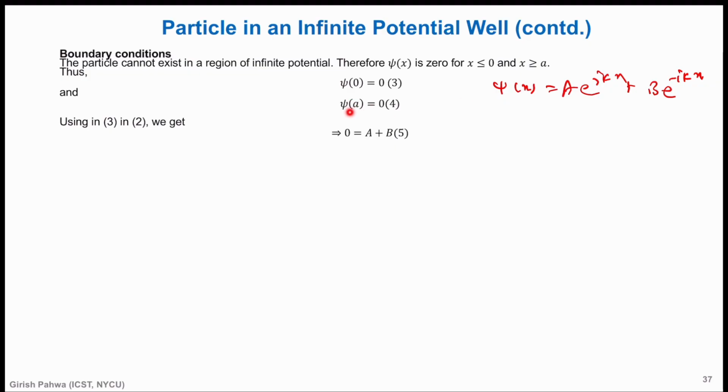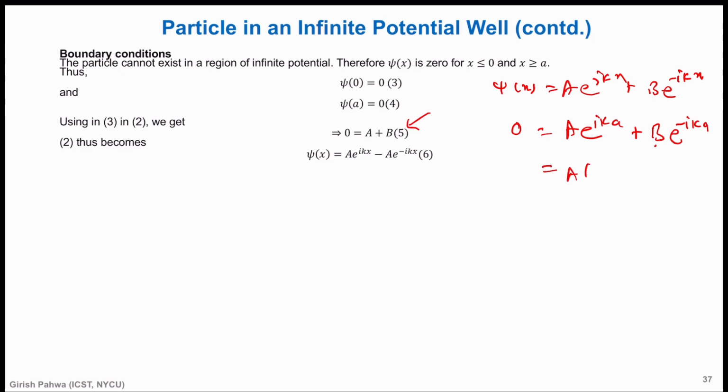What about psi a? If I put a here and make this 0, I'm going to get something like this. Let me first calculate it. a e to the power iota ka plus b into e to the power minus iota ka, but I know that b equals minus a from here, so a e to the power iota ka minus a e to the power minus iota ka. That's what I get.